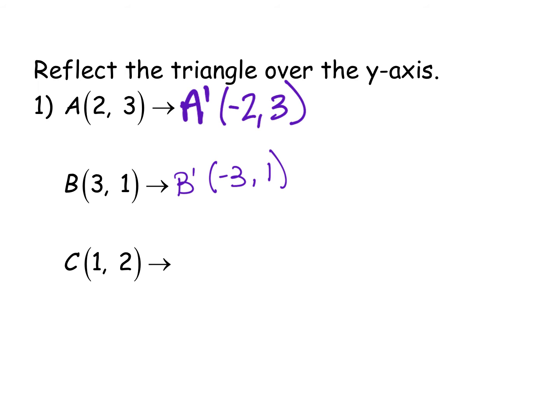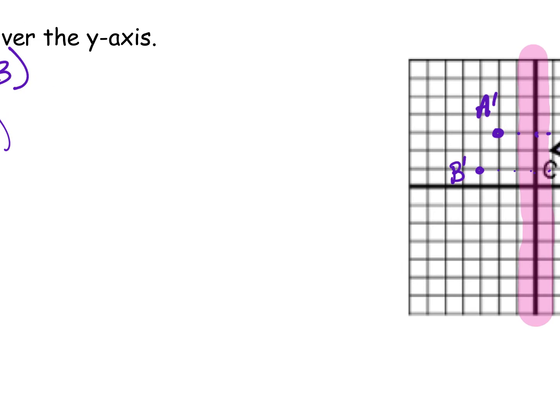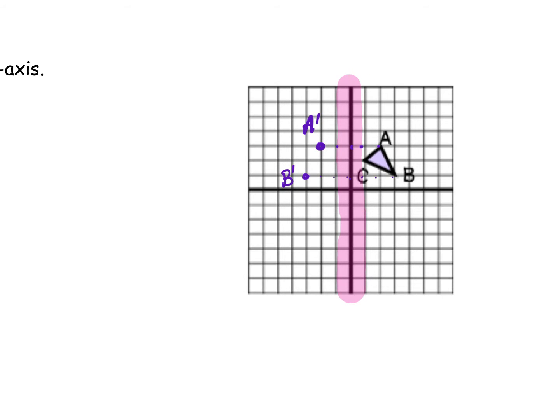So now, can you tell me just by looking at it? Good, there we go. Because what am I doing? I'm just changing my X's, right? My X's are changing signs, and the Y is staying the same. So my location is going to be -1, 2. Okay, so if I go back over to my picture, C prime is at -1, 2. So this is C prime. So there's my cute little reflection over the Y axis. Okay.